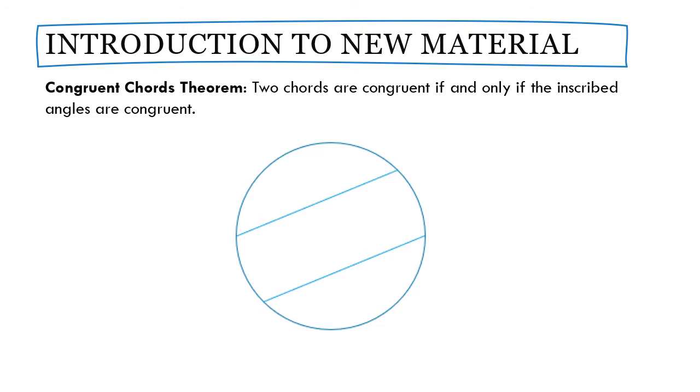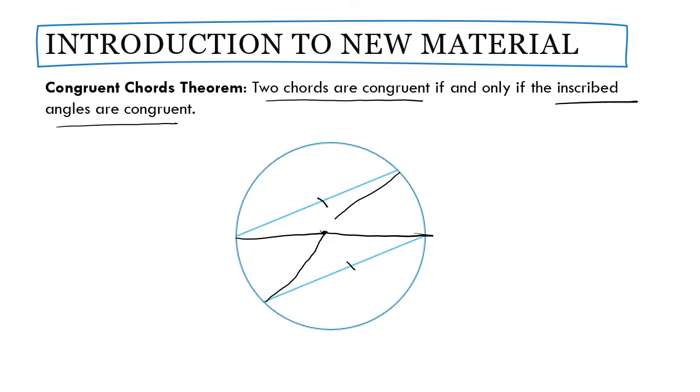The congruent chords theorem tells us the relationship between the things I just mentioned. So if two chords are congruent, if and only if the inscribed angles are congruent. What does that mean? Well, if you have two chords like this, and they're the same, then the inscribed angle on both of those chords is going to be the same. This angle and this angle are the same.